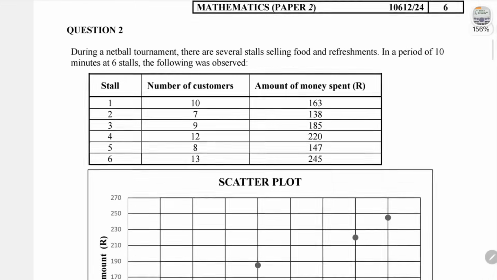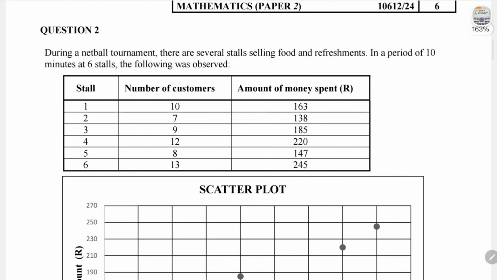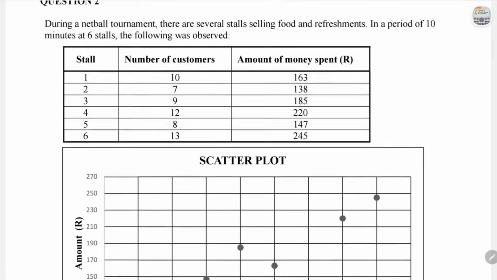Question 2 says, during a netball tournament, there are several stalls selling food and refreshments. In a period of 10 minutes, at 6 stalls, the following was observed. Okay, so they list the stall numbers, and we can see that in the first stall, there were 10 customers, and the amount of money spent was 163 Rand, and 7 and 138, and so on.